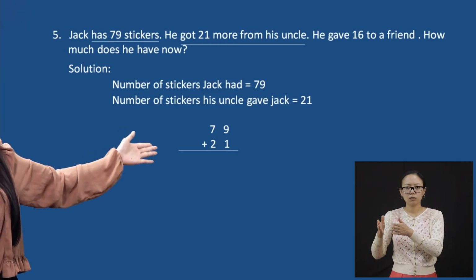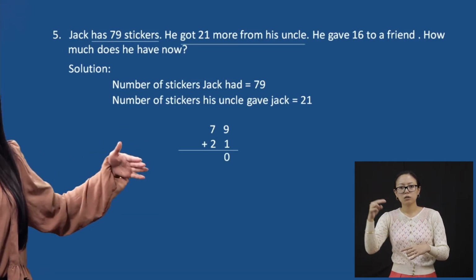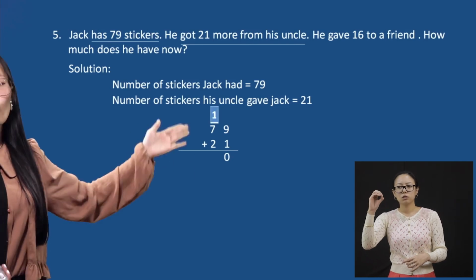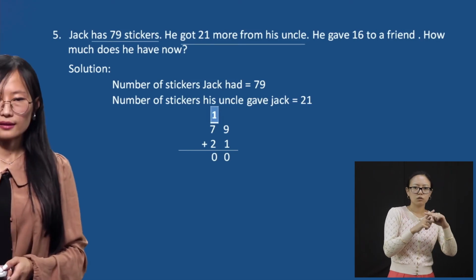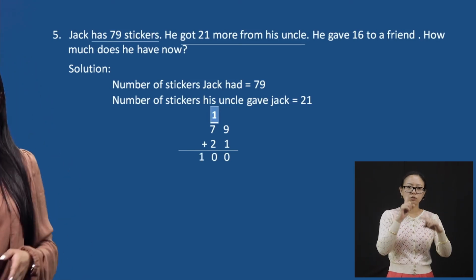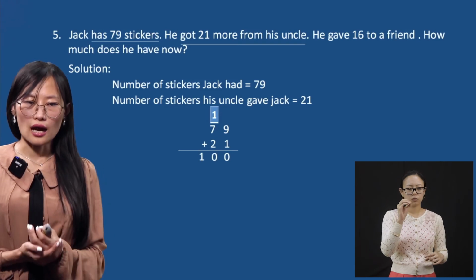So 9 plus 1 is 10. 1 carry over to the tens place. 1 plus 7 is 8. 8 plus 2 is 10. Which makes it 100. So altogether, Jack has 100 now.